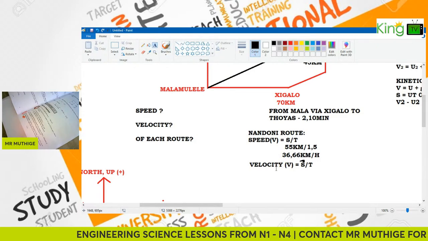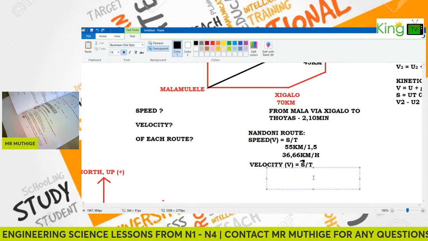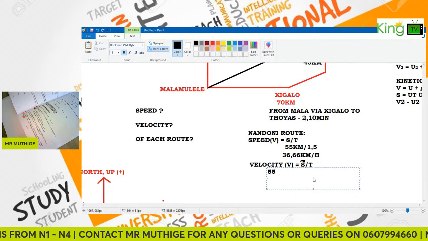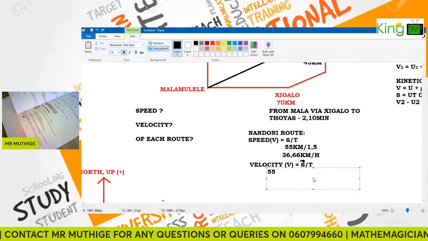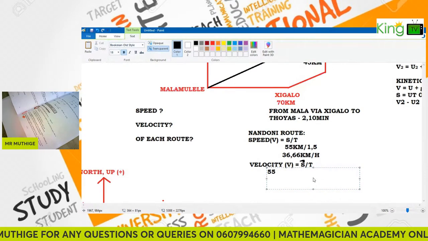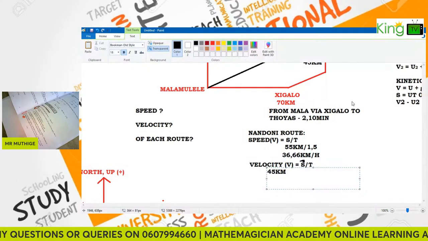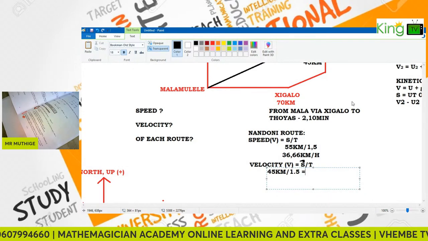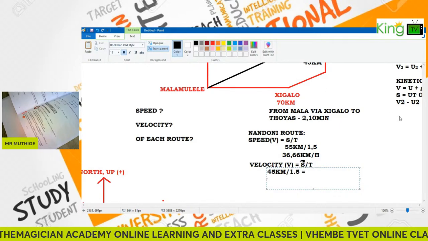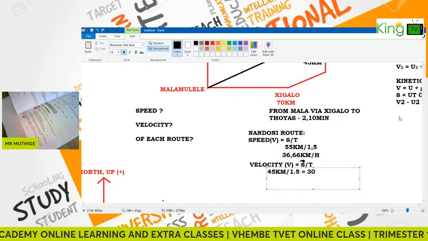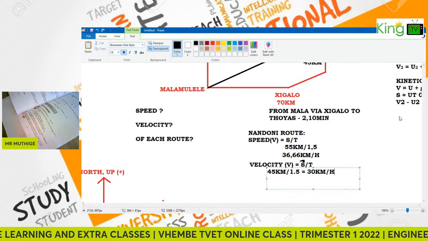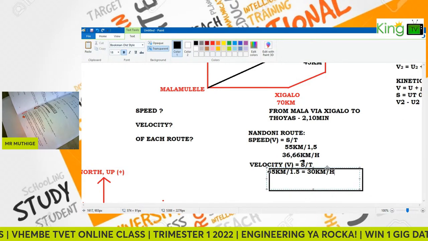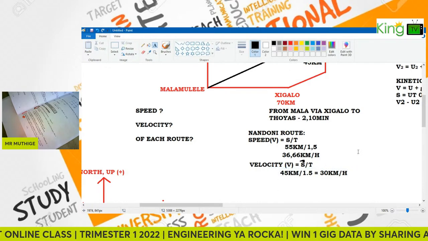And with that being said, what is my distance? Again, it's 55, not so? It's 55, which is 45 kilos, and you divide it by 1.5, and then boom. What's the answer? 80 kilometers per hour. It can't be per second because this is converted into hours already. You see that? Super stuff. And then we're good to go.